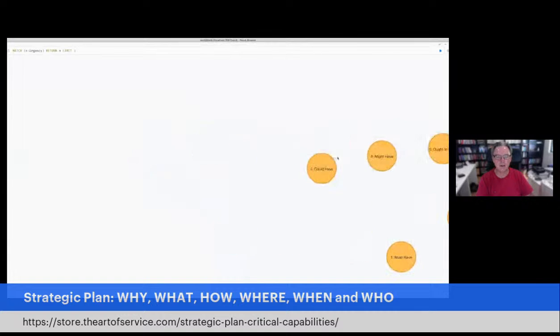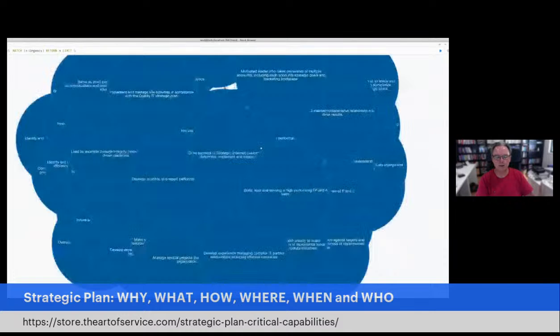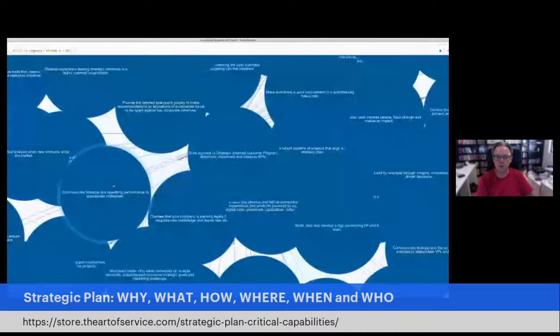Let's go to could-haves. These are the things that I've done, all these. I might still have a look at what to do here. Drive success of strategic internal customer programs. Determine, implement, and measure KPIs for that. Make sure there's work involvement in a quantitatively heavy role. Build, lead, and develop a high-performing FP&A team. Communicate financial and operating performance to appropriate colleagues.